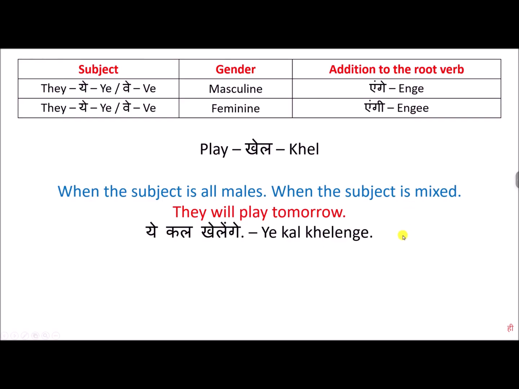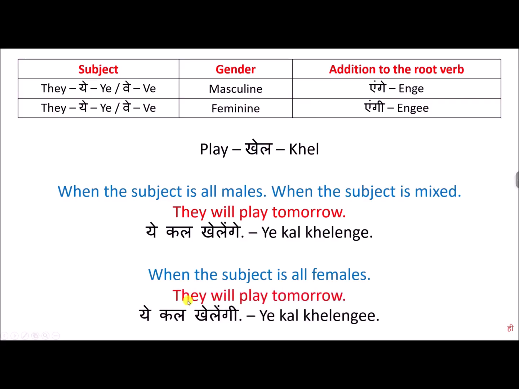Okay? If we want to say this sentence to a group of all females, then we will have to say ये कल खेलेंगी. ये is they, कल is tomorrow, खेल is the root verb, एंगी is added to the root verb. ये खेलेंगी is they will play, कल is tomorrow. All right.